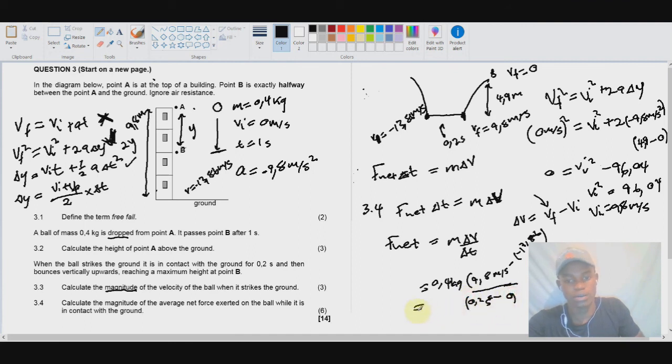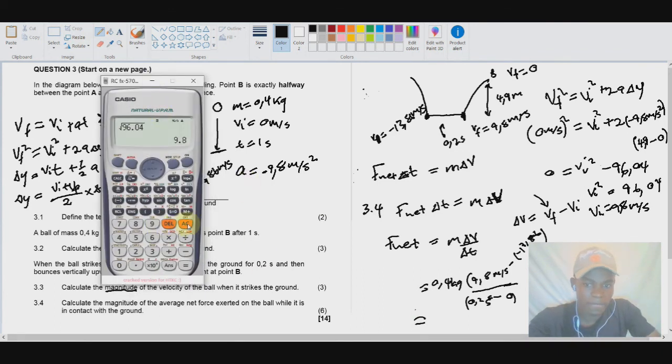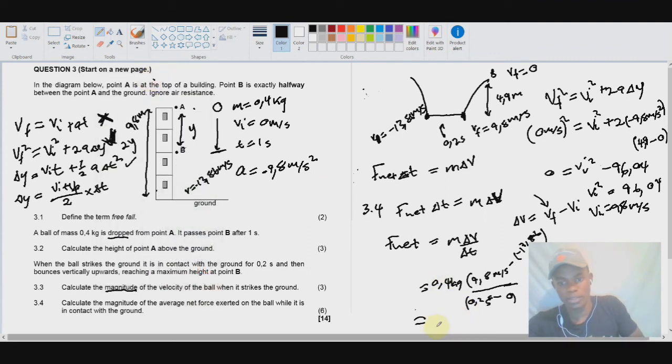So we can punch this in our calculator and see what we get, right? So we have 0.4 times 9.8 negative 13.86 over 0.2. If you subtract a 0, that 0 doesn't matter. So we get 47.32.